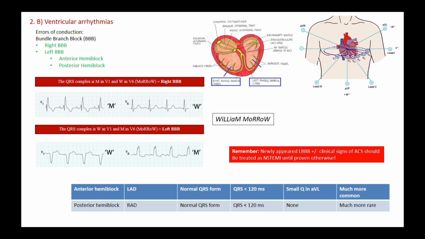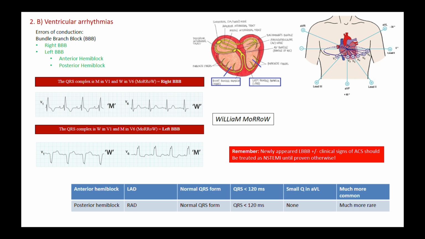Now, let's talk about errors of conduction in the ventricles, and then, of course, the bundle branch blocks are the most known example of this, and we divide it into right-sided bundle branch block and left-sided bundle branch block. The difference here, clinically speaking, is that right bundle branch blocks can be a normal variation. It can be found, especially in men. It's not uncommon to find it in young men.